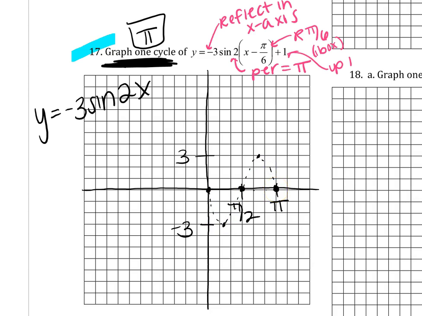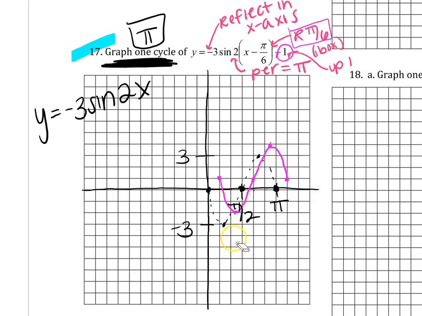Now, from there, I'm going to take each of those 5 major points, and yes, there has to be 5, and move them how this wants me to, essentially. So this wants me to move them up 1, and to the right, pi over 6, which would be 1 box, according to my scale. So I'm going right 1, up 1, right 1, up 1, and so forth. And that's one graph.